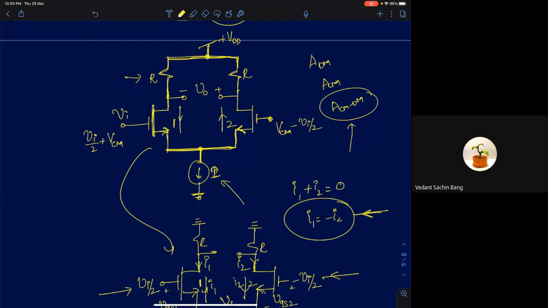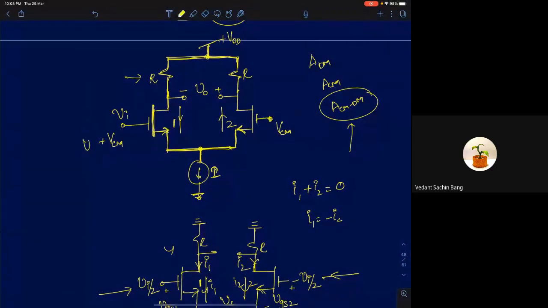Now let's assume I apply the same inputs. First I'll explain intuitively, then we'll go into the mathematics of it. I'm applying VICM here plus VICM here, so now both the gate voltages are increasing. If the gate voltage is increasing and the source is the same for both, the drain current can only increase, it cannot decrease. Both the drain currents can only increase.